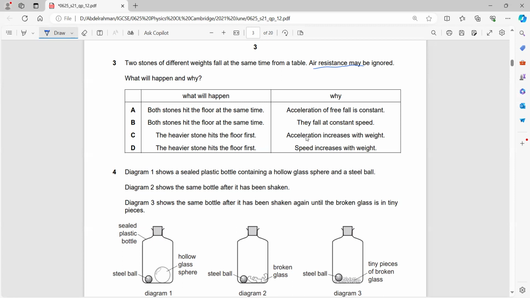Why? Because the acceleration of free fall is constant. And this is true. If you have two stones with different weights, it doesn't matter, they will definitely hit the floor at the same time. Why? Because air resistance is ignored. Whenever you remove air resistance, both of them will hit the ground at the same time. What is the acceleration of free fall? We know that it is 9.8 meters per second squared. So this is the same. It applies for any object with a mass on Earth. This would be the same acceleration, g, gravitational acceleration.